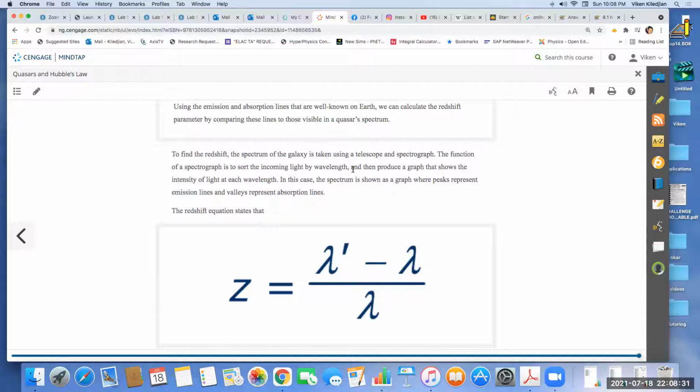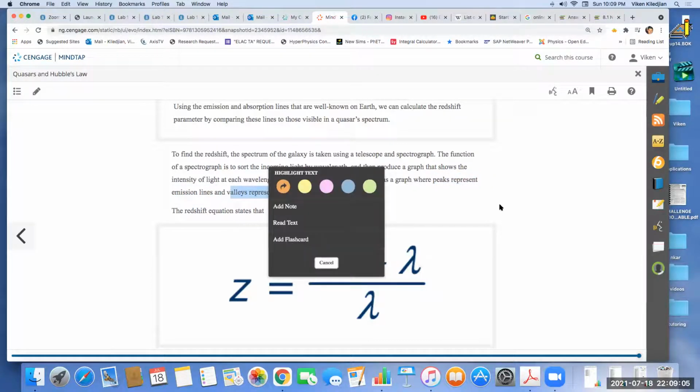To find the redshift, the spectrum of the galaxy is taken using a telescope and a spectrograph. The function of a spectrograph is to sort the incoming light by wavelength, then produce a graph that shows the intensity of light at each wavelength. In this case, the spectrum is shown as a graph where peaks represent emission lines and valleys represent absorption lines. So you see, the peaks represent emission lines and valleys represent absorption lines.